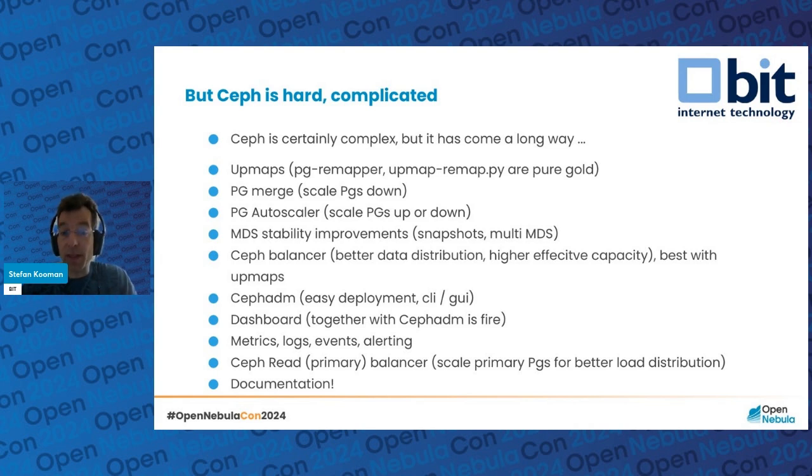Ceph comes with metrics, logs, events, and alerting out of the box, and that's really helpful in troubleshooting performance issues. You can just see how your cluster is performing and get alerted when something goes wrong. And finally, the documentation has improved a lot over the years and is getting better every day.